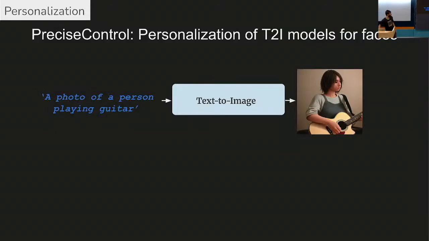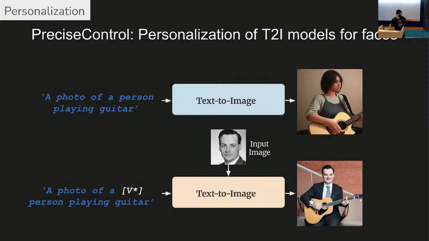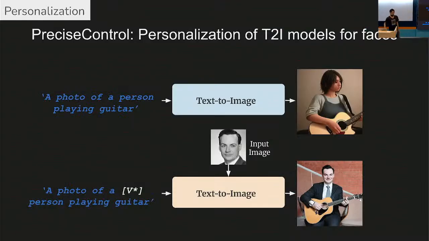So this is the problem setting. You will say a photo of a person playing guitar. It will generate something like this, pre-trained model. However, we want to do something like this. I want to input only a single image, not 3 to 5 images, and adapt this text to image model such that it should generate that person in novel variation. So for example, here the person is playing guitar. You can see the identity is kind of matching.